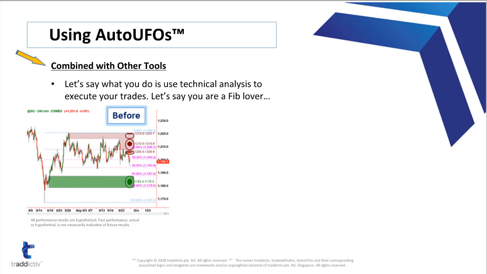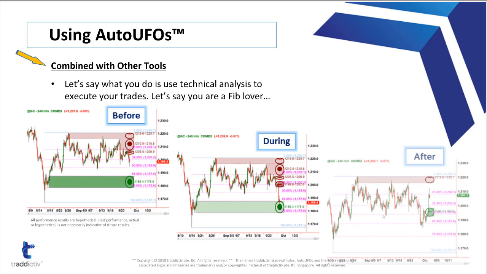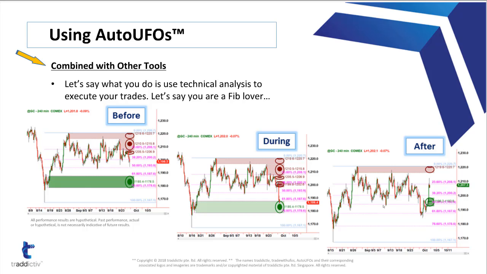So what do you do? Well, you wait for the market to drop to the green UFO where you have the fib, and you buy. And where is your target going to be? Well, your target is going to be the next UFO with a fib retracement, which in this case could be either the 38.2 or the 23.6. Okay, and you would be out at that particular level. So you bought where you have a fib and you sold where you have another fib.